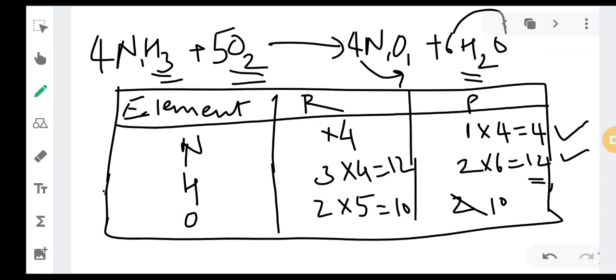But you just need to check the various different elements, whether they are balanced on both sides, on the reactant side and on the product side. Every time you check, see to it that you are writing or counting the atoms on both sides properly. So this completes your chapter, chemical reactions and equations.